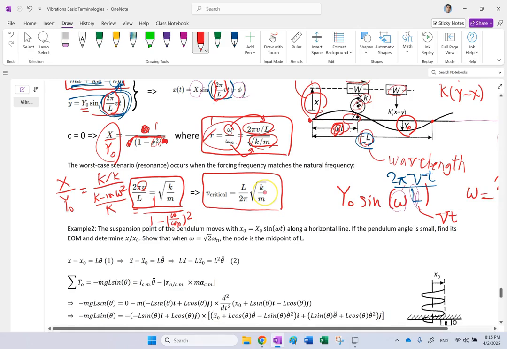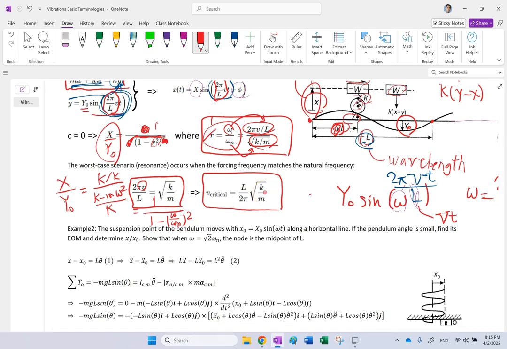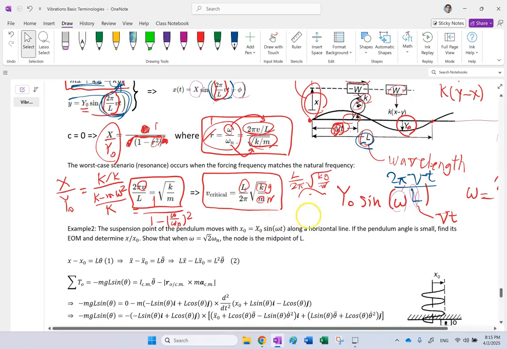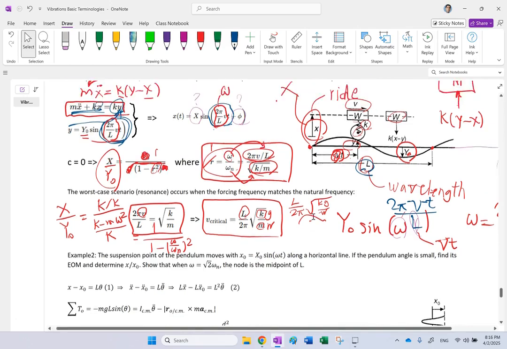So if you are riding a car and you know the wavelength of the road profile, let's say it's a bunch of bumps, and you know the k and m, you can replace that m by w over g. Then you get L over 2 pi times the square root of kg over w. This is the worst speed at which to pass those bumps. You're going to get very, very large vertical displacements. Now, in real life, of course, there is always damping.